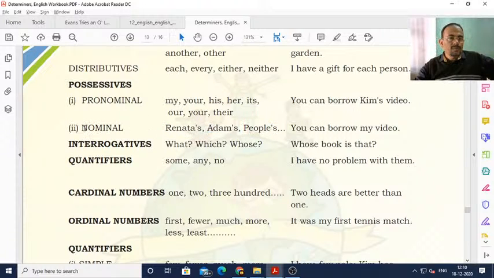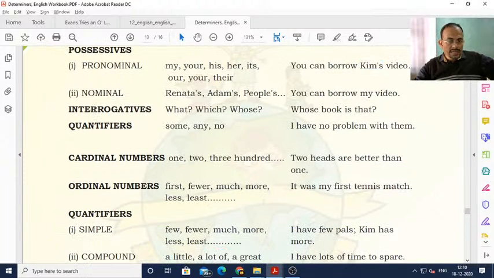So they are nominal possessives, and pronominal means my, your, his, her, its. They are the examples of pronominal determiners. Like you can borrow Kim's video, but actually it is interchanged, it should be here, nominal actually. And then interrogatives also: what, which, whose, like whose book is that. So it is interrogative determiners.